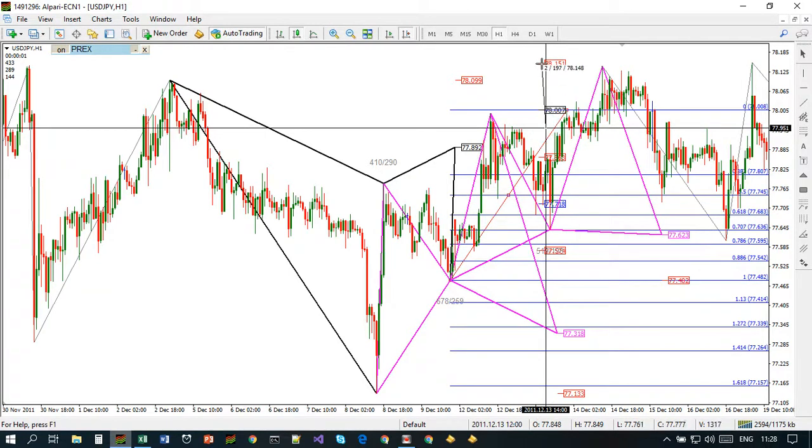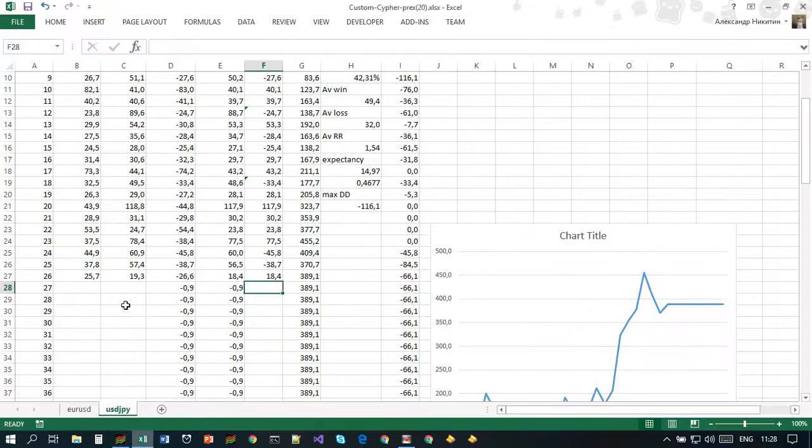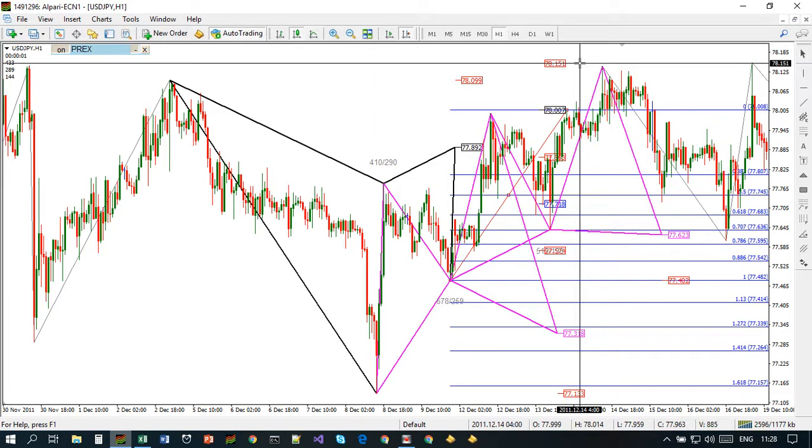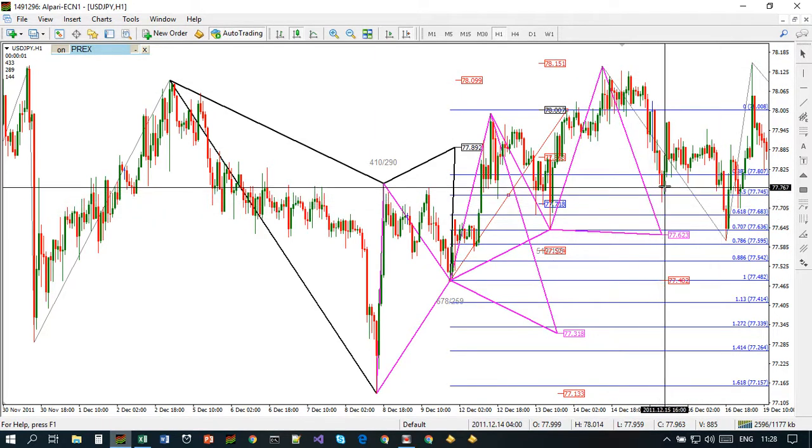The entry was 19.9, take profit was 20.6. This time it was a winner. Yes, we didn't hit the stop. We reversed and hit the 50% at this level.